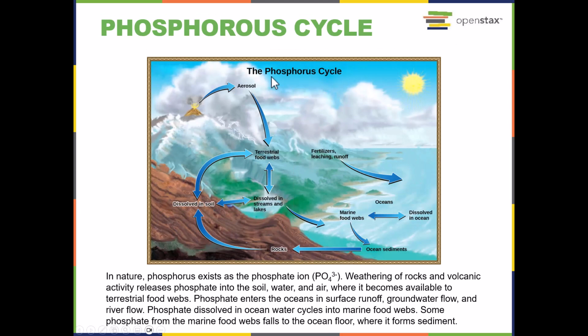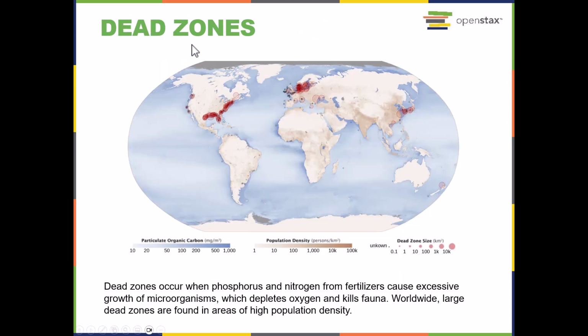When we look at the phosphorus cycle, most phosphorus is going to exist as phosphate ions. These phosphate ions can be aerosolized into the atmosphere through volcanic action. That phosphate can dissolve in oceans and streams. It can also be dissolved in soil. Plants, of course, can take up that phosphate, put that into their bodies, and make that available for other organisms in the food web. This image shows us a concept known as dead zones.